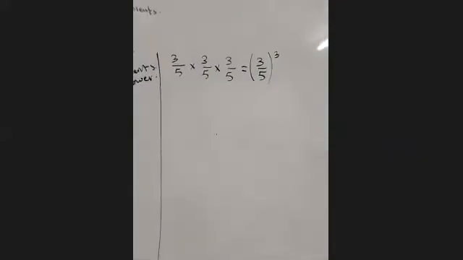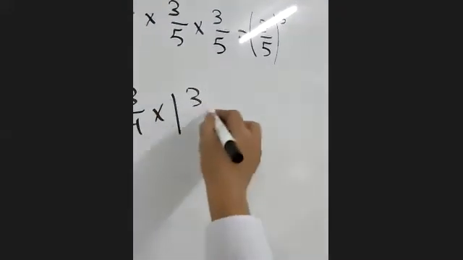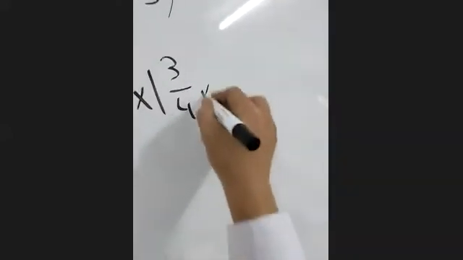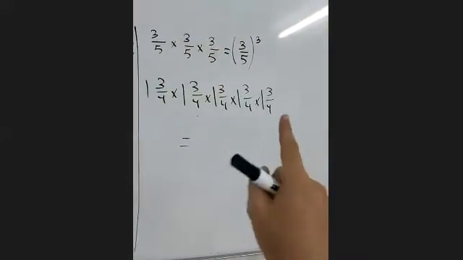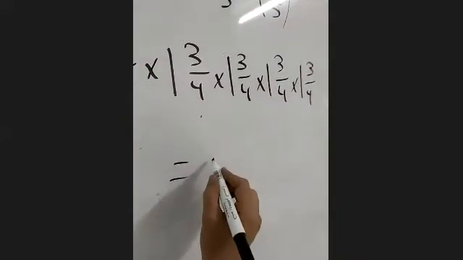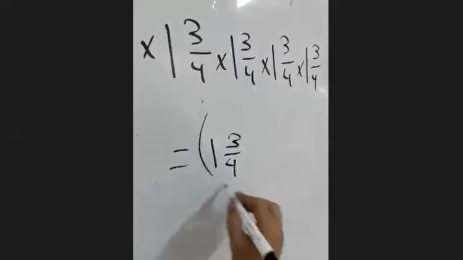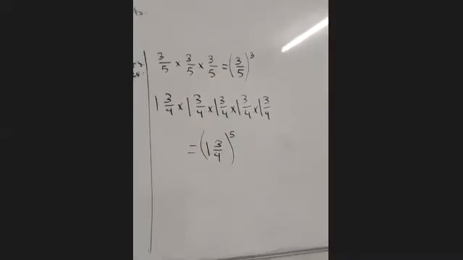For example, if we have the mixed number 1 and 3 over 4, multiplied 1 and 3 over 4, multiplied 1 and 3 over 4, multiplied 1 and 3 over 4, multiplied 1 and 3 over 4. 1, 2, 3, 4, 5. We have 5 times 1 and 3 over 4, in brackets, and here a small 5 like this. This is how we represent repeated multiplication of the same number using exponents.